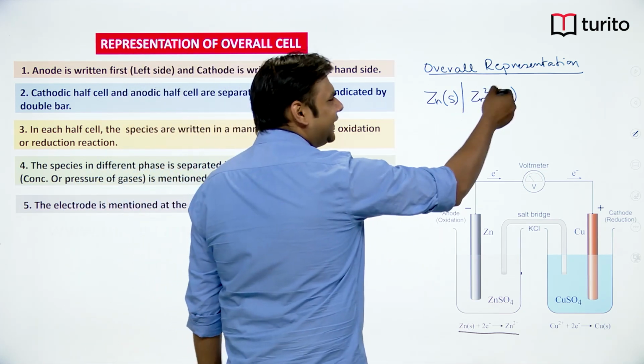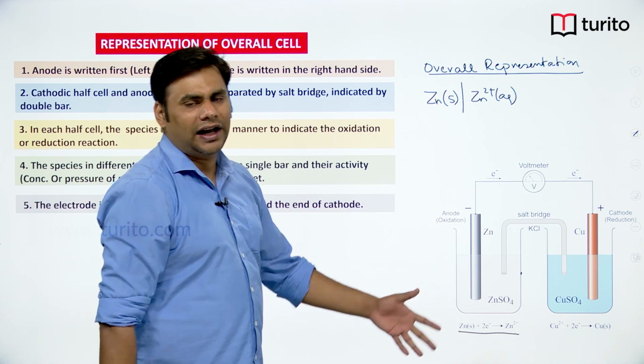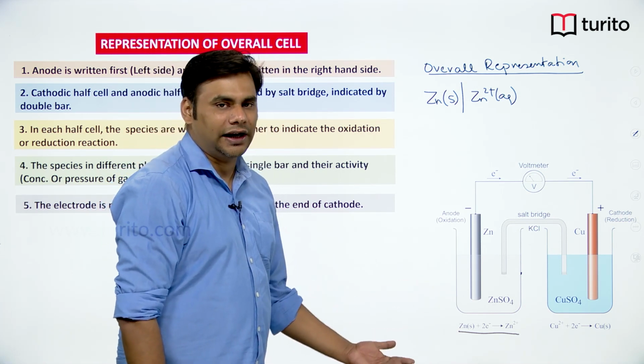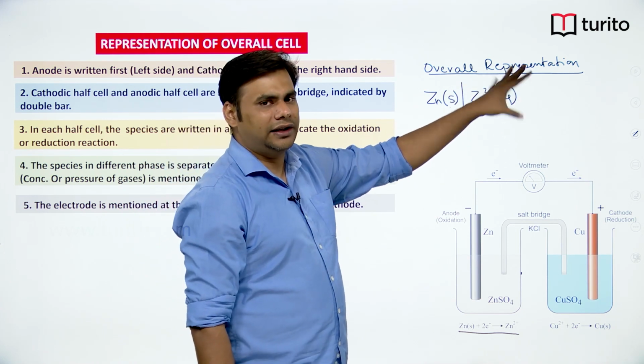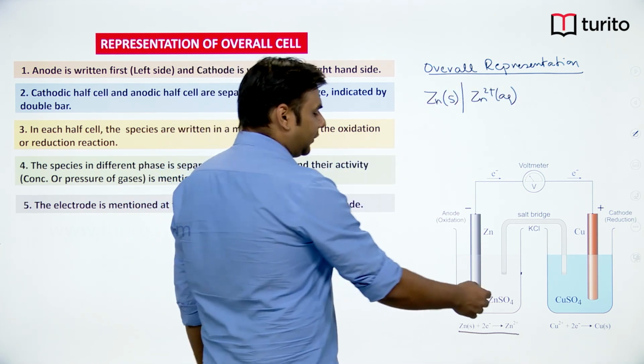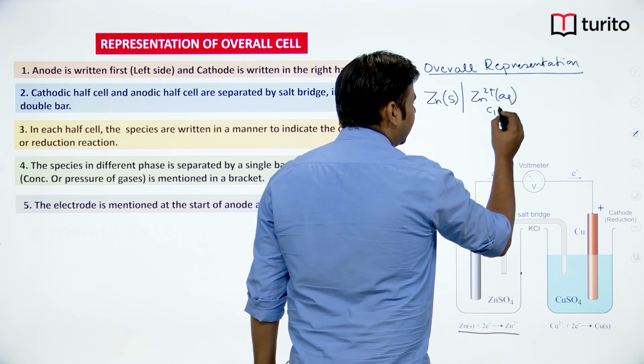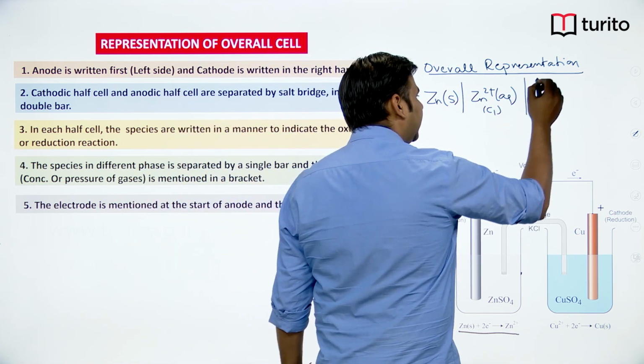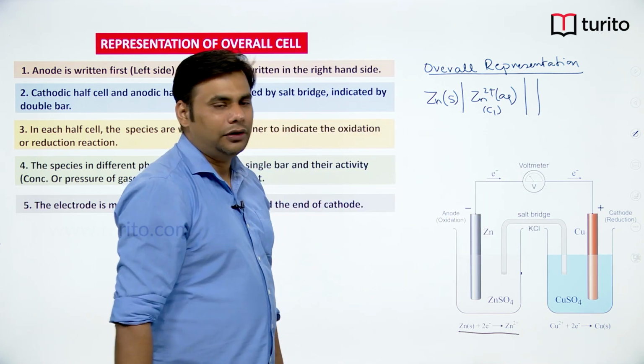So this is the basic thing in the anode. You can also write this as zinc sulfate, there is no issue, because the sulfate ion is a non-participating ion in the reaction, so we are not writing it. If some concentration is mentioned, we will also write its concentration in brackets. Now this is the anode, after this comes the cathode.